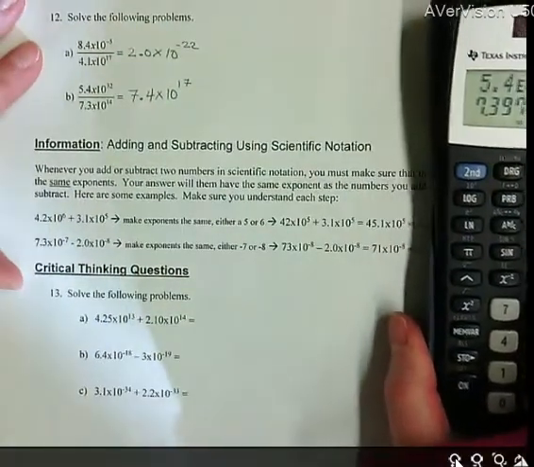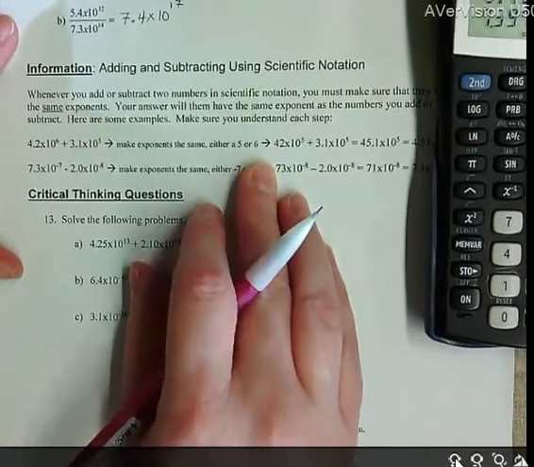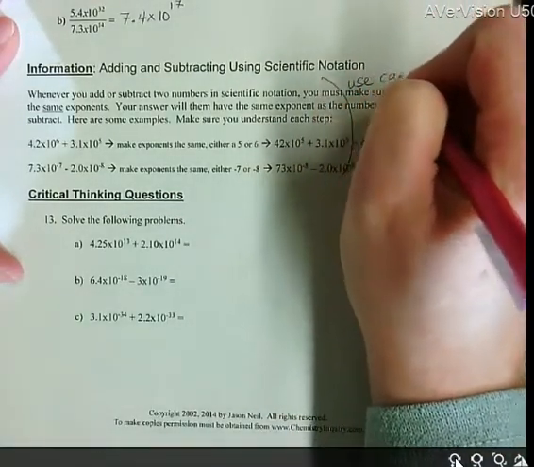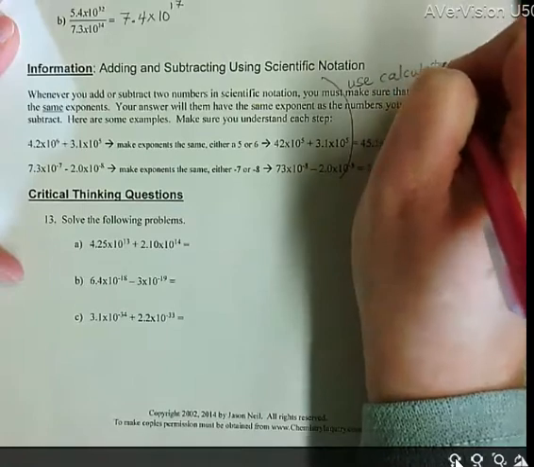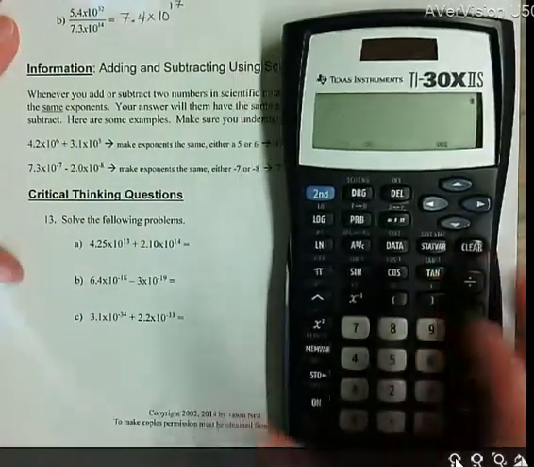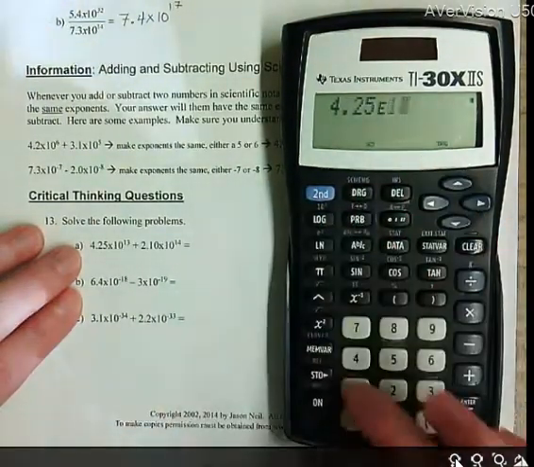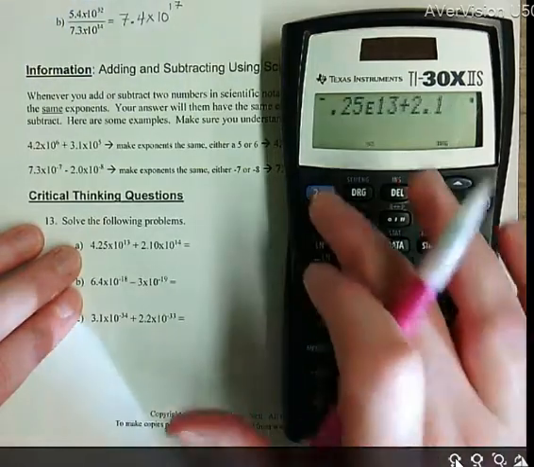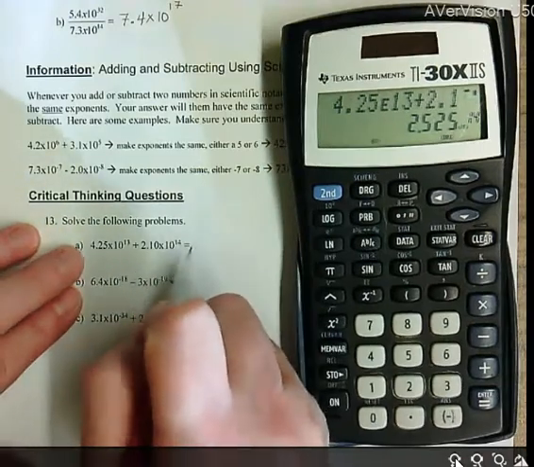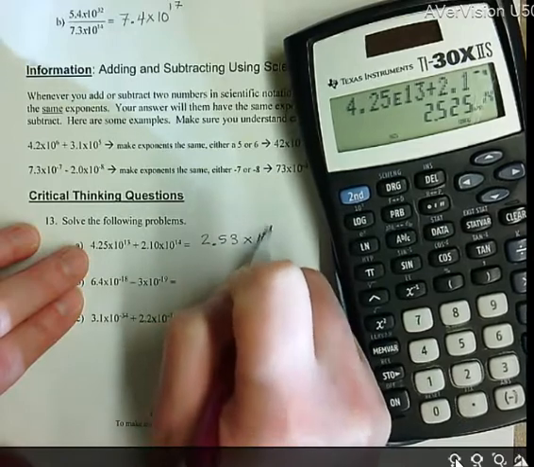Again, this next one talks about how you add and subtract properly using scientific notation. Again, all I care here is you can use your calculator. Okay, so you don't need to do it this way. You just need to be able to put it in your calculator. So 4.25 E13 plus 2.1 E14 gives me 2.53 times 10 to the 14th.